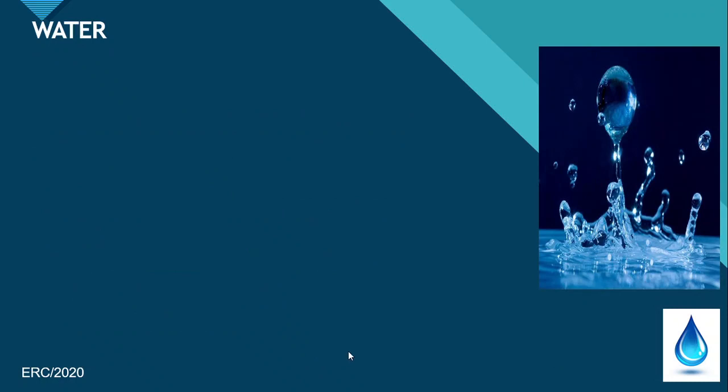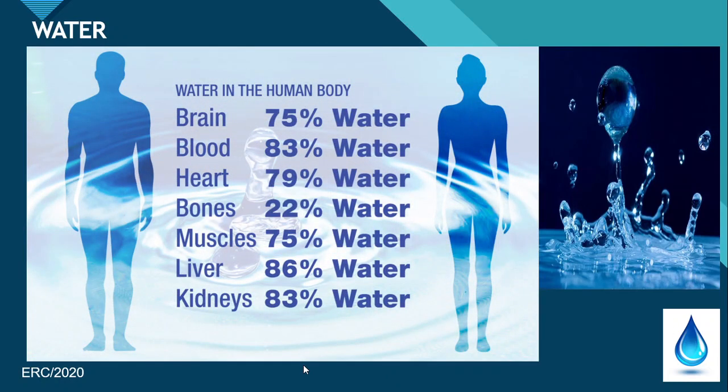Water is very significant in the overall mechanisms of our body. We have to determine the water content of some of our vital organs. Our brain consists of 75% water. Our blood has 83% water. Our heart has 79% water. Our bone has 32% water. Our muscles consist of 75% water. The liver consists of 86% water, and the kidney has 83% water.